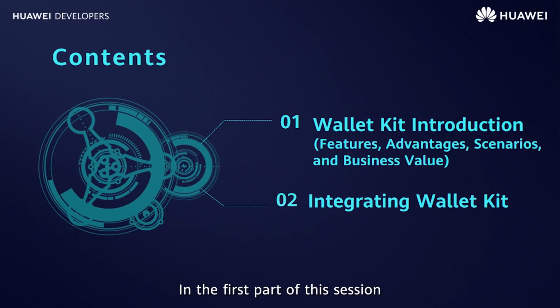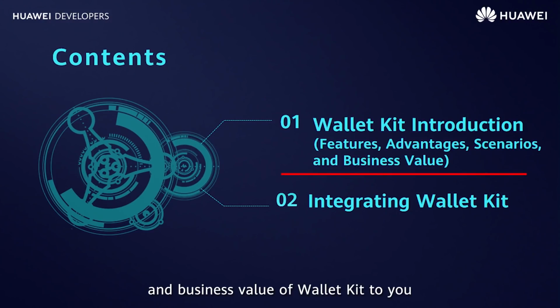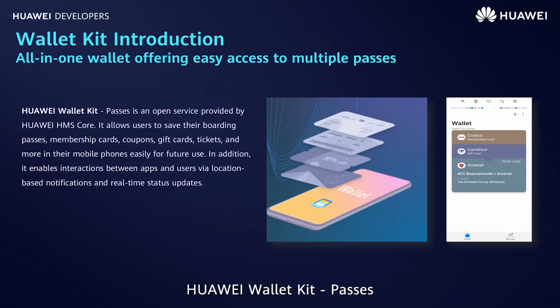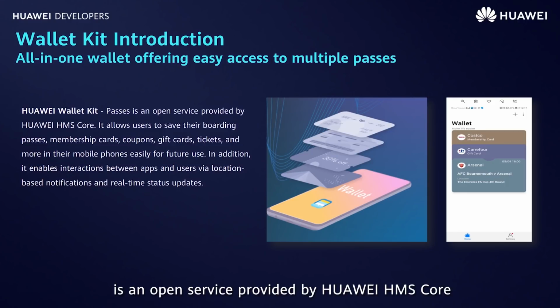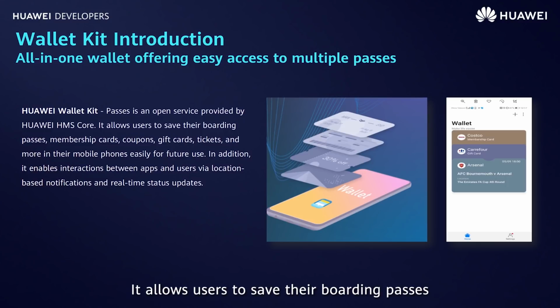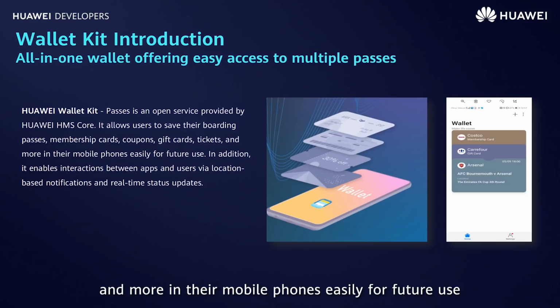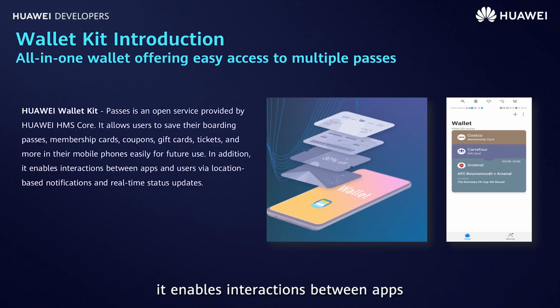In the first part of this session, let me introduce the features, advantages, scenarios, and business value of Wallet Kit to you. Let's begin. HUAWEI Wallet Kit Passes is an open service provided by HUAWEI HMS Core. It allows users to save their boarding passes, membership cards, coupons, gift cards, tickets, and more in their mobile phones easily for future use. In addition, it enables interactions between apps and users via location-based notifications and real-time status updates.